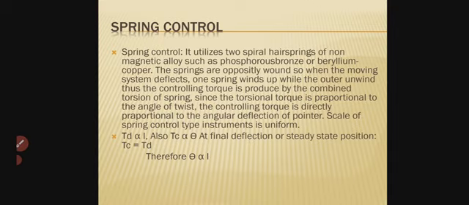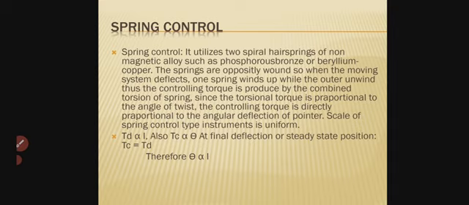The springs are oppositely wound. So when the moving system deflects, one spring winds up while the other unwinds. Thus, the controlling torque is produced by the combined torsion of the springs. Since the torsional torque is proportional to the angle of twist, the controlling torque is directly proportional to the angular deflection of the pointer.